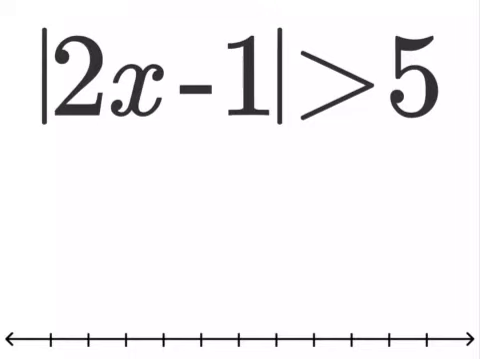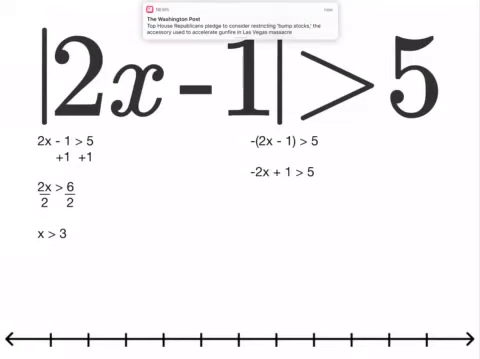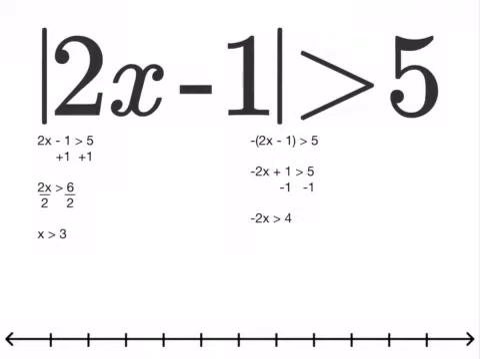Here's another inequality we have. In this case, the absolute value of 2x minus 1 is greater than 5. So our first inequality is just that. 2x minus 1 is greater than 5. Add 1, 2x is greater than 6. Divide by 2, x is greater than 3. Our other inequality, negative 2x minus 1 is greater than 5, becomes negative 2x plus 1 is greater than 5. Subtract 1. Negative 2x is greater than 4. Divide by negative 2. x is less than negative 2.